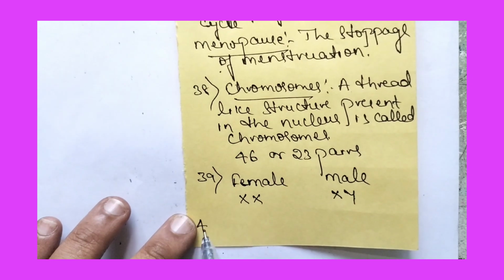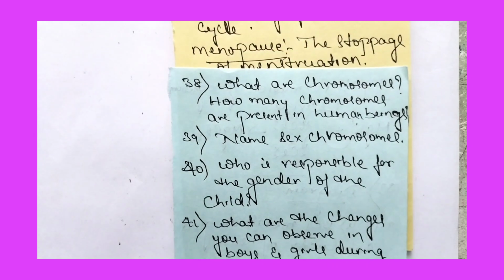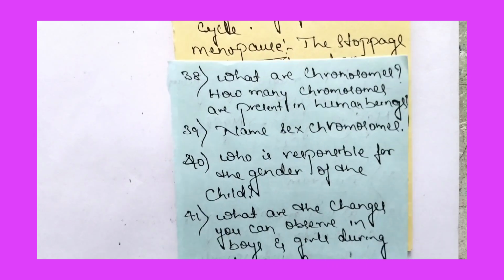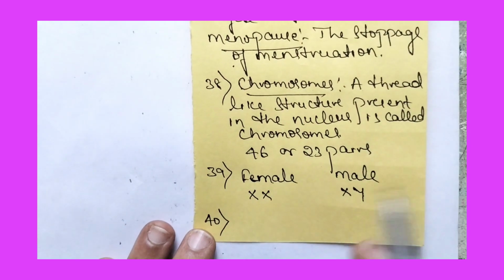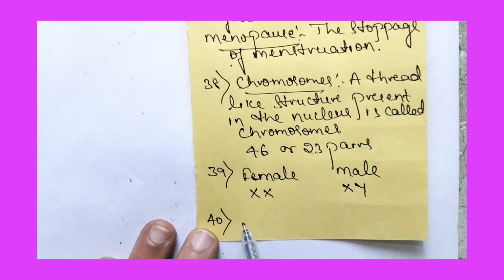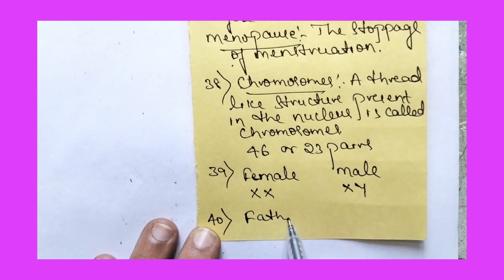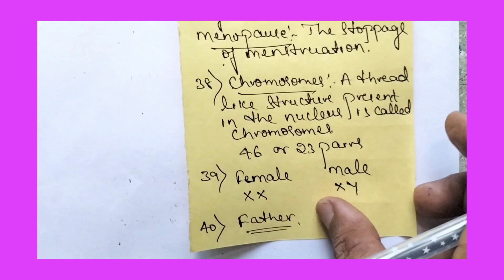So now let us move to the 40th question. Who is responsible for the gender of the child? Whether the baby is a girl baby or a boy baby, who is responsible for the gender of the child? Not the mother, the father is responsible for the gender of the child.